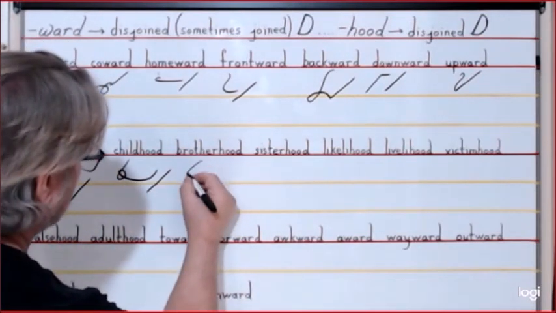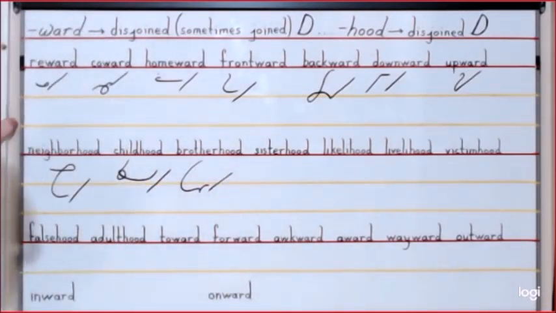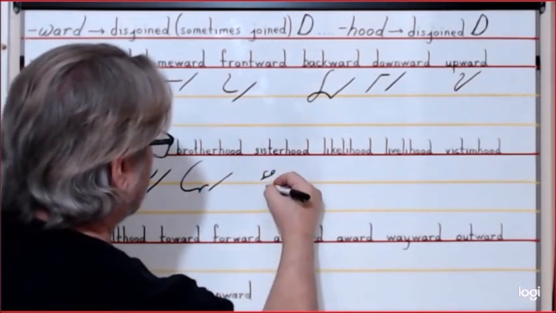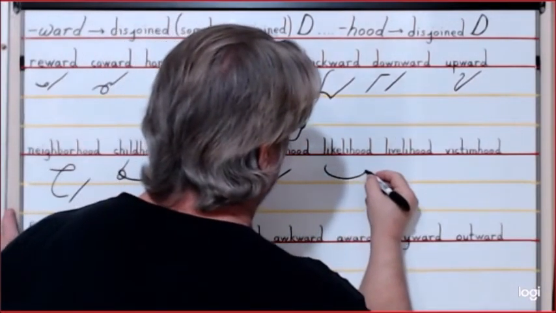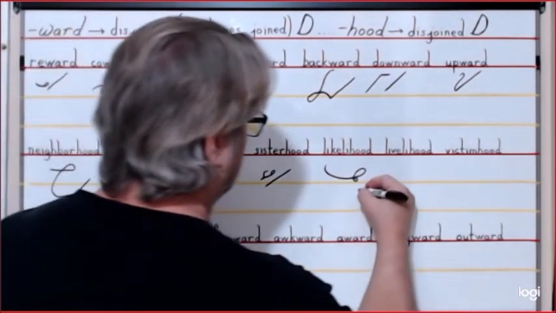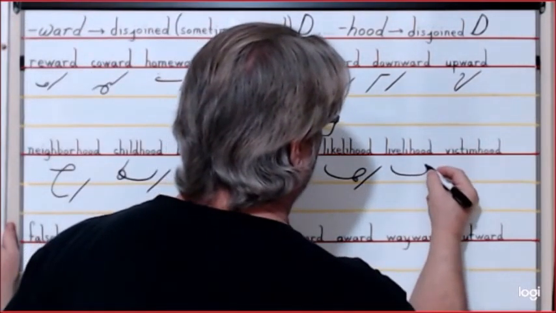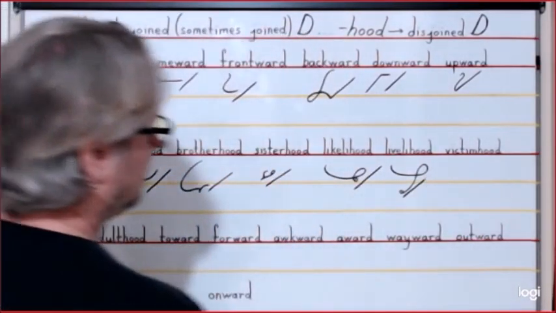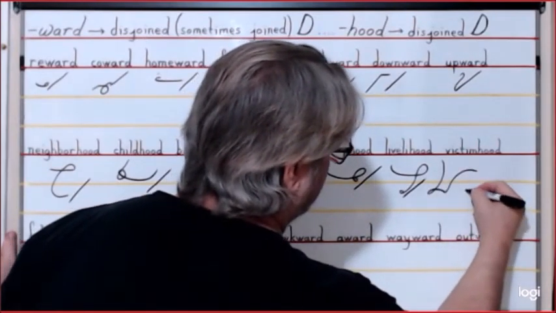Brotherhood is B-R-U-T-H, and then a disjoined D. Sisterhood, start with the left S and blend another S in, and then a T-E, disjoined D. Likelihood is an L-A, and then an E right after it passes through the line, and then a disjoined D. Livelihood is an L-A-V-E, disjoined D. Victimhood is a V-E-K-T-E-M stroke, and then disjoined D.